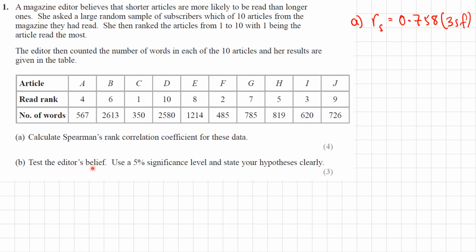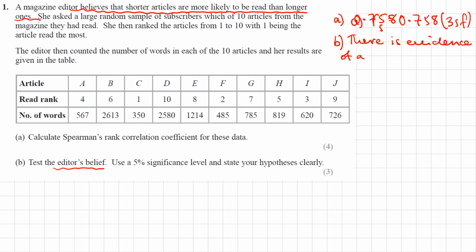Part B, test the editor's belief, use a 5% significance level and state your hypothesis clearly. So let's go back and look at what the editor's belief was. They believed that shorter articles were more likely to be read than longer articles. So we're expecting shorter articles to have a lower read rank. So a lower number of words, lower read rank, a higher number of words, a higher read rank. So that is an example of a positive correlation.